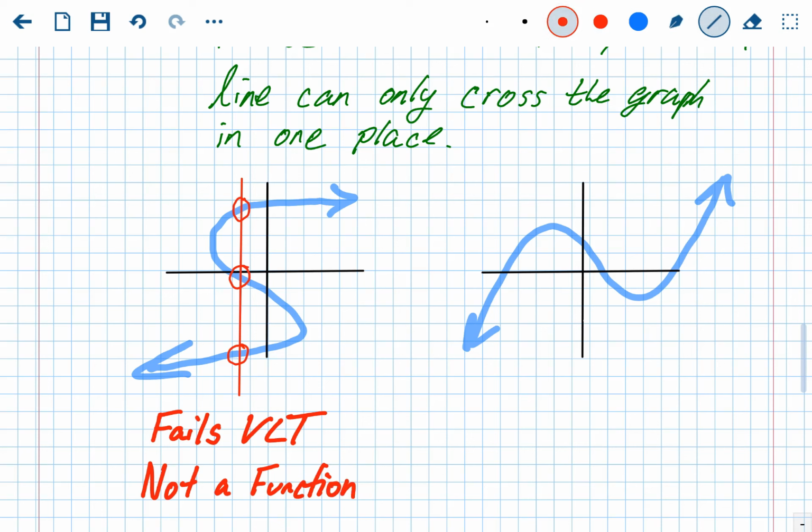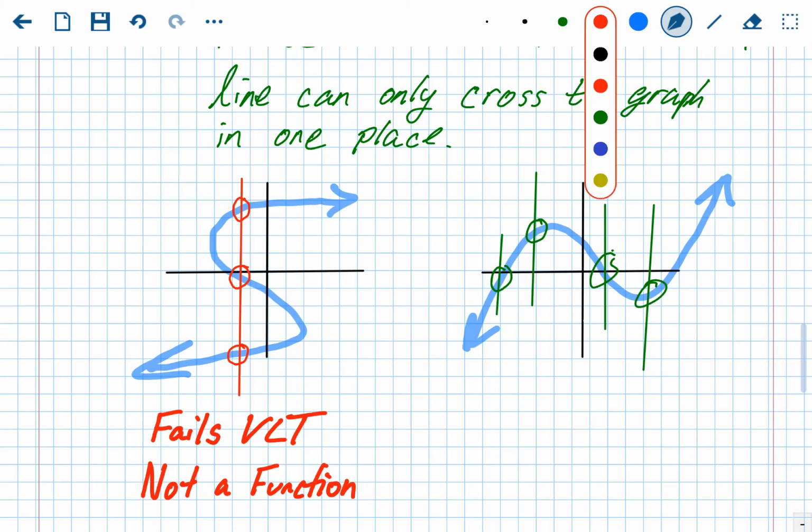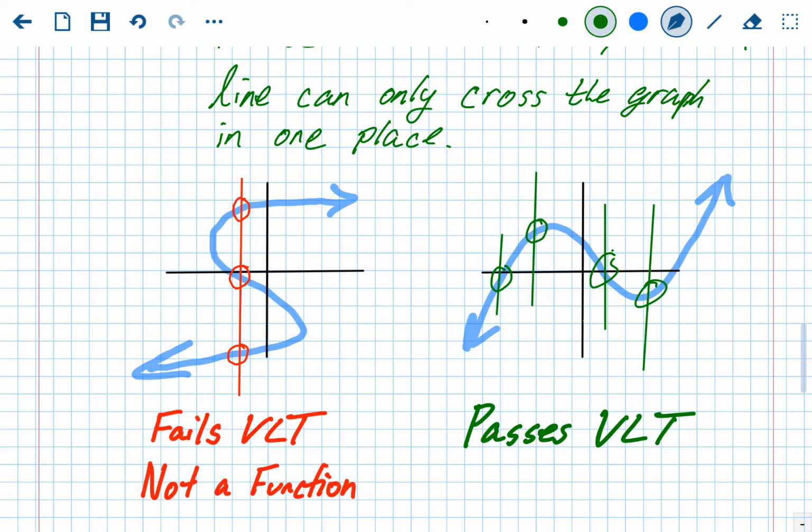What about the second one? Okay, we'll draw a vertical line on this graph. Doesn't matter where you draw it. You can even draw more than one. Doesn't matter where you draw these lines because they only cross the graph one time. Okay, it crosses here, crosses here, it crosses here, but it doesn't cross anywhere else. So this graph passes the vertical line test, VLT, and if it passes, that means it is a function.